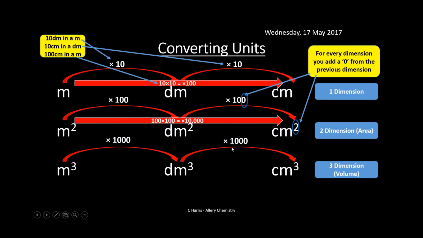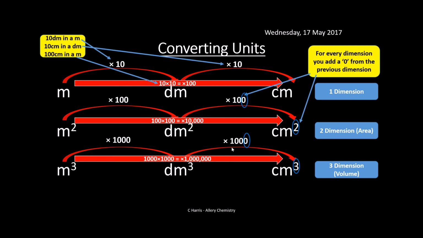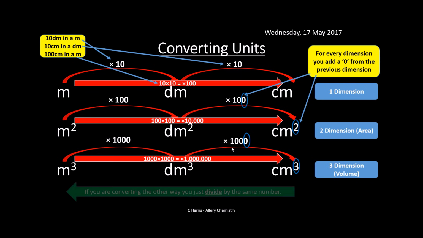by 1,000. But if we're going from meters cubed to centimeters cubed, like we've seen before, then all we have to do, as you can see, we've added the extra unit on there, is we times the 2 thousands together, and we get times by 1,000,000, and that's why we multiply by 1,000,000. Obviously, if we're going backwards, you just divide by the same number, so the numbers don't change, but you're just dividing instead.